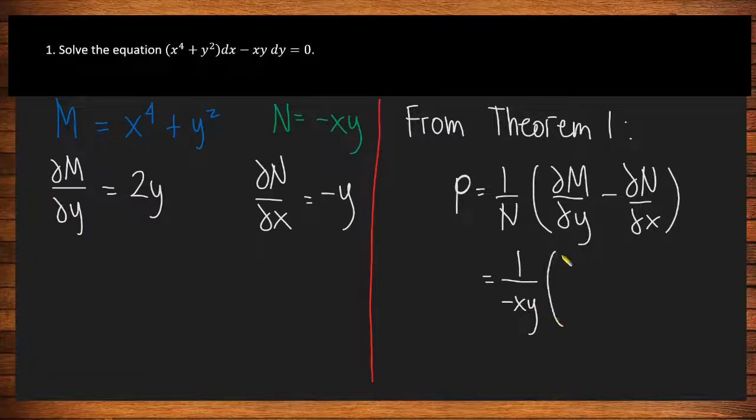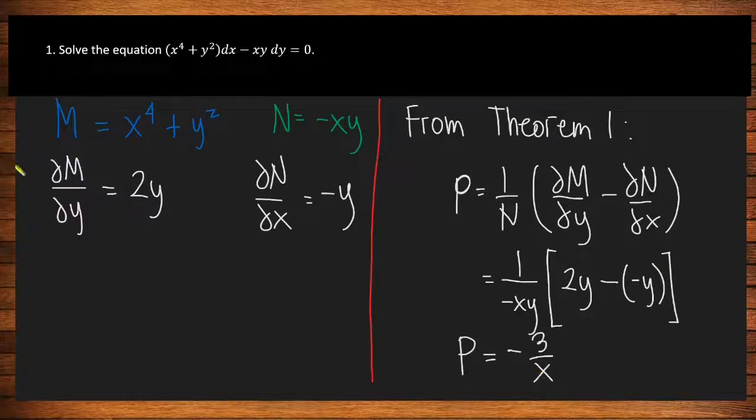And then yung partial derivative of m naman with respect to y, that will be equal to 2y minus the partial derivative of n with respect to x. So that is equal to negative y. And then if we simplify this, we can see that our p here will be equal to negative 3 over x. Therefore, our p is a function of x only kasi x lang yung variable na nakikita natin dito.